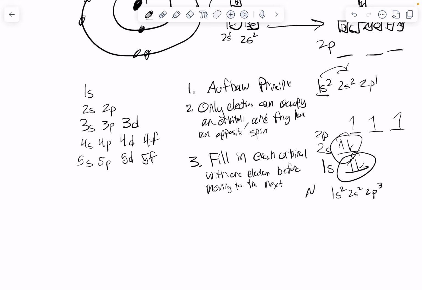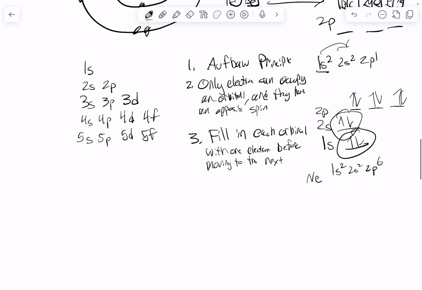And then let's go to oxygen. So now we have 2p4. We have our 4, so now we can start pairing. And now let's do fluorine. Fluorine, 2p5. Boom. And now let's do neon. 2p6. Bang. But see, I have to fill them all in with 1 before I can fill them with 2.